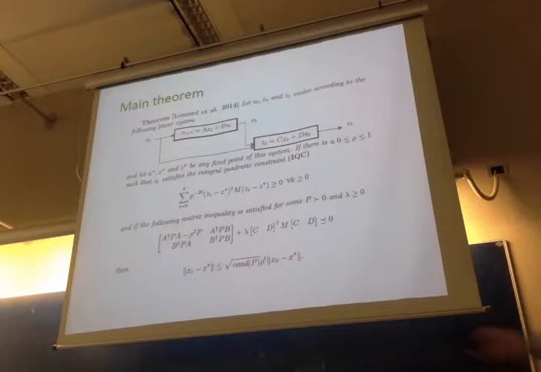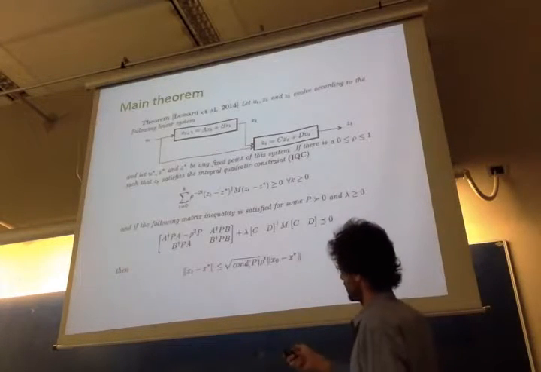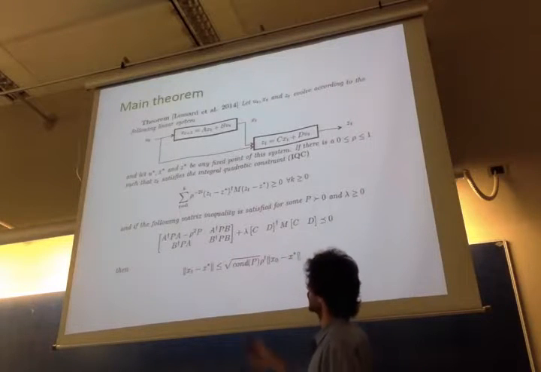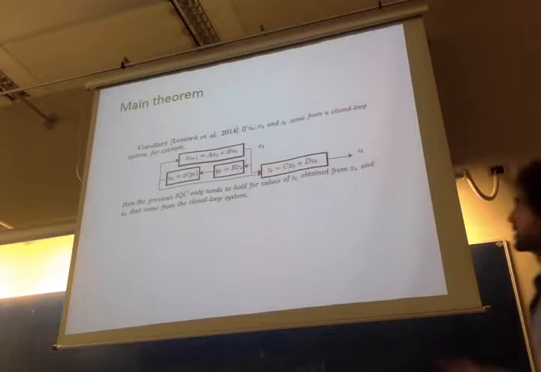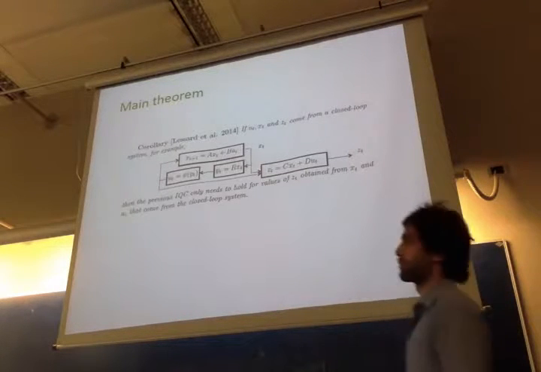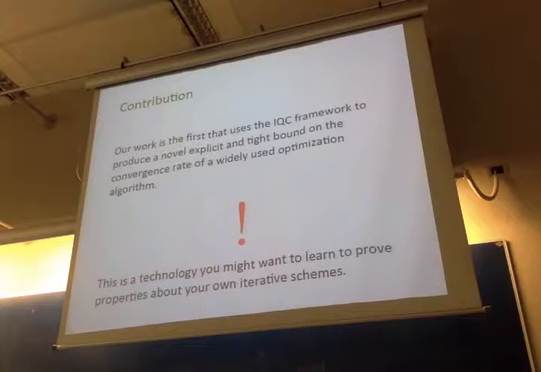And in particular, when we prove this IQC, I actually only need to prove that this inequality holds for values u, x, and z that come from a closed loop system. Okay, so if u, x, and z come from a closed loop system, for example, this system here, then the previous inequality only needs to hold for values of z that are obtained through this closed loop system. Okay, so these are the main tools and main ideas that I'm going to make use of.